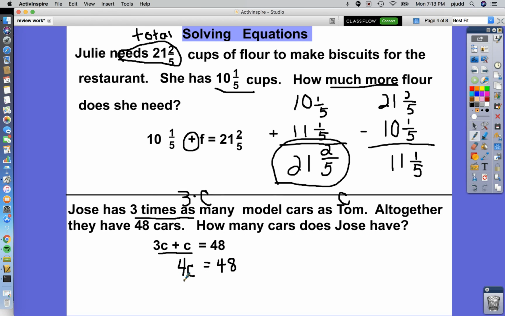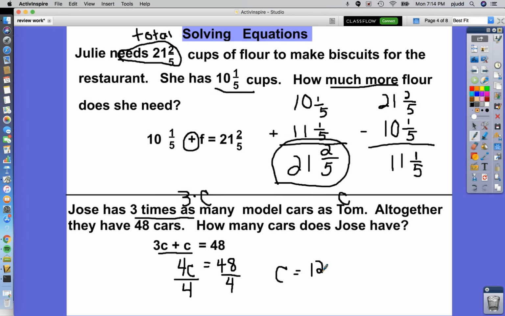Well, this operation is multiplication. The inverse of multiplication is division. So if I divide both sides by 4, that's going to give me the answer for C. 4 divided into 4 is going to give me 1. 48 divided by 4 is going to give me 12. So C equals 12.